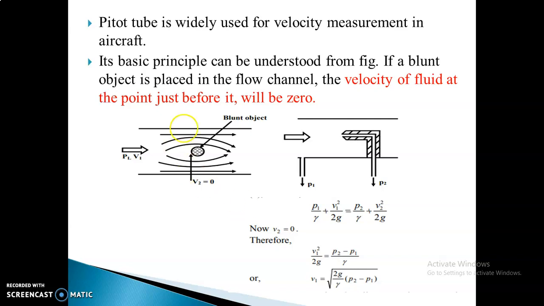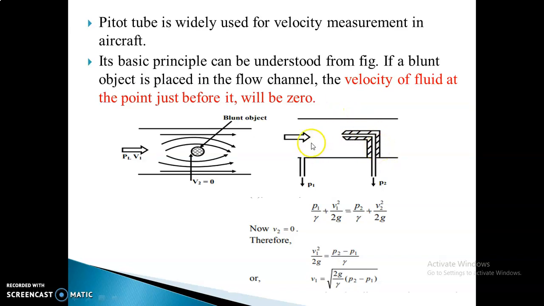Here in the diagram, this is the flow path. In the flow path, if there is a blunt object, then the velocity will be 0, right? So V2 is equal to 0. The basic principle: if a blunt object is placed in the flow channel, then the velocity of the fluid at that point will be 0. Here in this diagram, this is your fluid path, and in it you have a tube, which we call a Pitot tube.